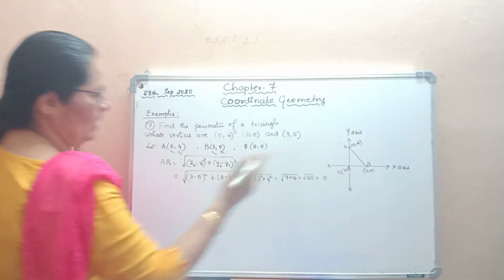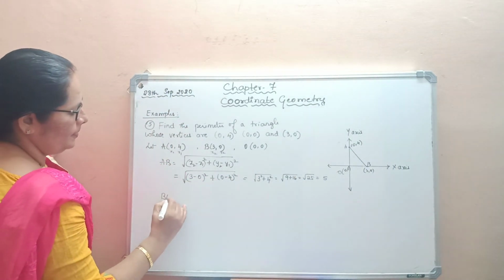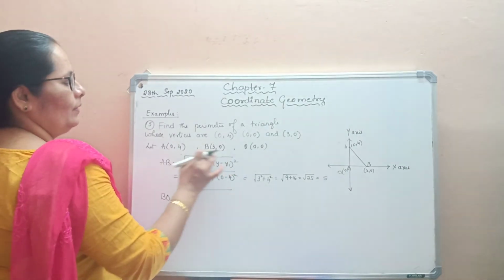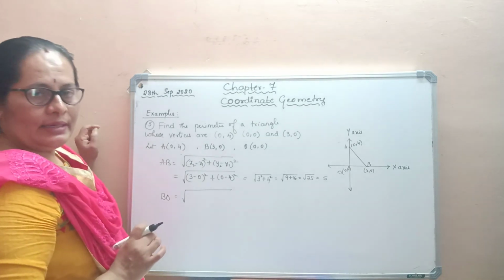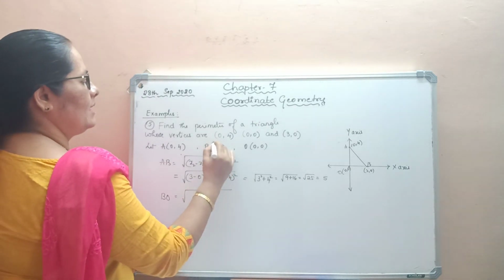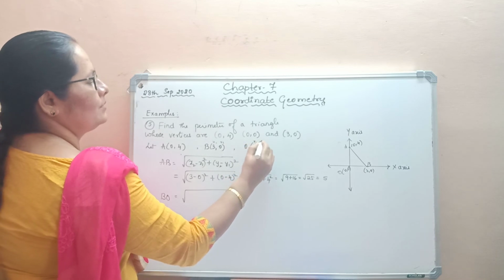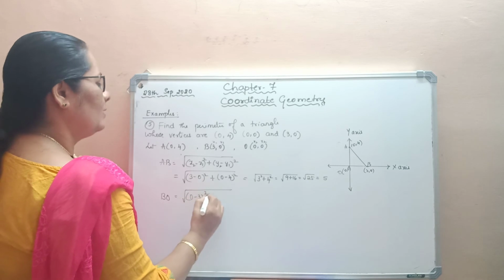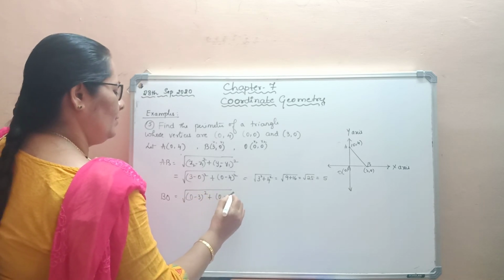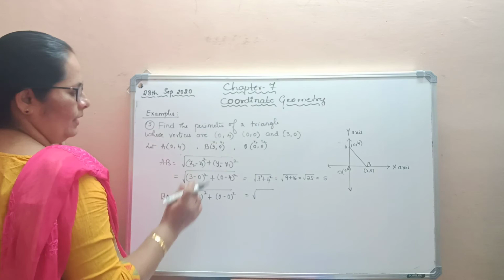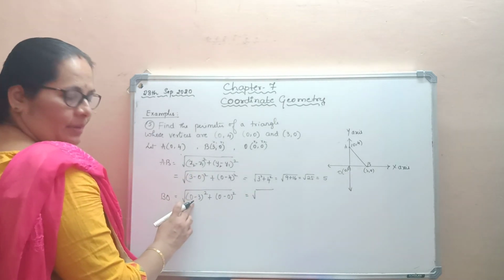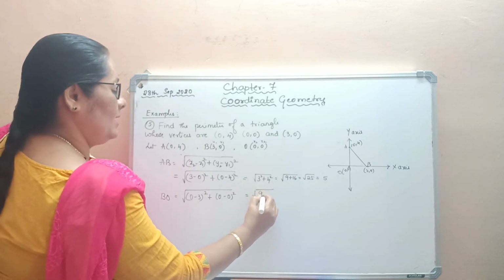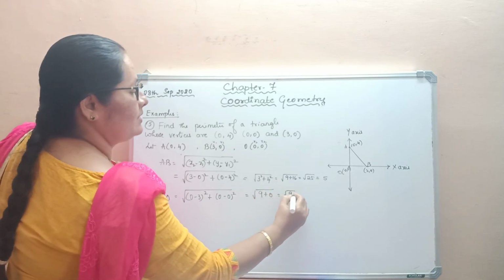Similarly, distance BO. BO equals root of (x2 - x1) whole square plus (y2 - y1) whole square. Now this is x1, y1, x2, y2. So (0 - 3) whole square plus (0 - 0) whole square. 0 minus 3 is minus 3, and minus 3 whole square is 9, plus 0, which is root 9, which is 3.